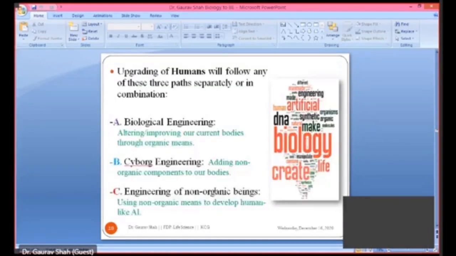So the upgradation of humans will follow any of these three paths, either separately or in combination. Number one, biological engineering, that is altering or improving our current bodies through organic means. We have seen in that Venn diagram the importance of biotechnology related to that. So that V union C was biological engineering. The next one is cyborg engineering, that is adding non-organic components to our bodies. Now try to understand this: first was organic, the second is non-organic components added to our bodies. And the third one is engineering of non-organic beings, that is using non-organic means to develop human-like artificial intelligence. Now everyone is well aware of smartphone technology and everything available, right?